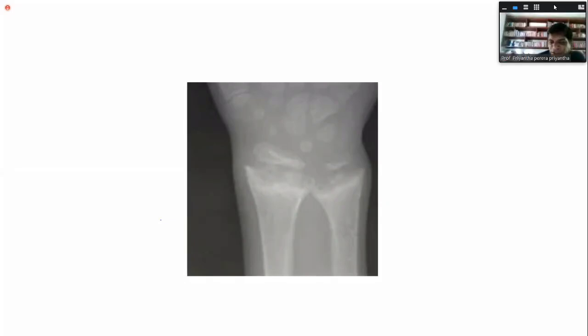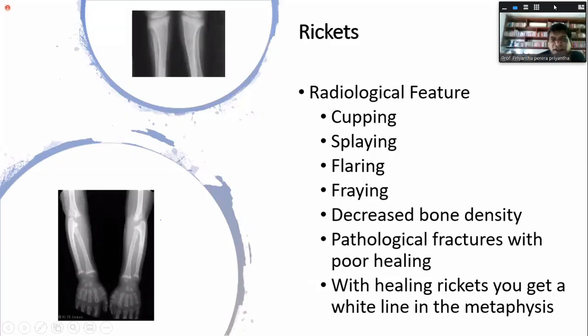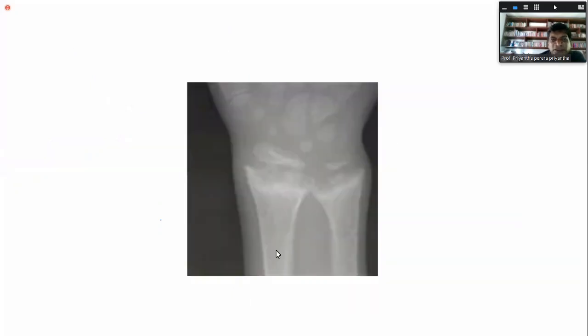So what are the features you see? There is cupping, splaying, flaring, fraying, decreased bone density, pathological fractures with poor healing, right? And if there's healing rickets, you'll see a white line. Cupping means the end of the bone looks like a cup.